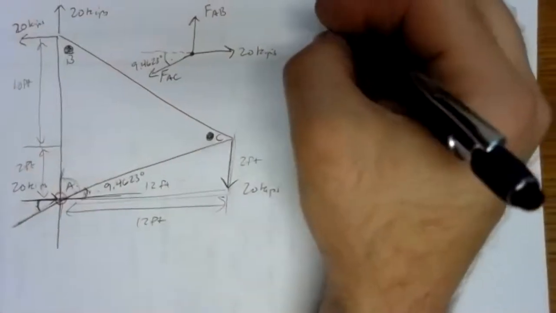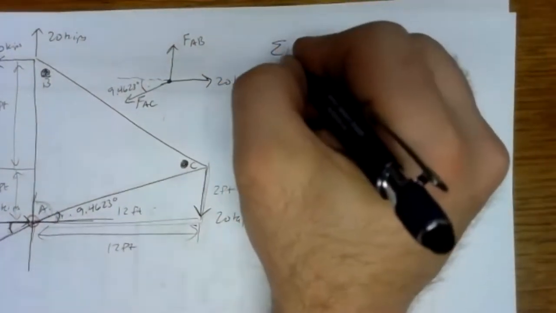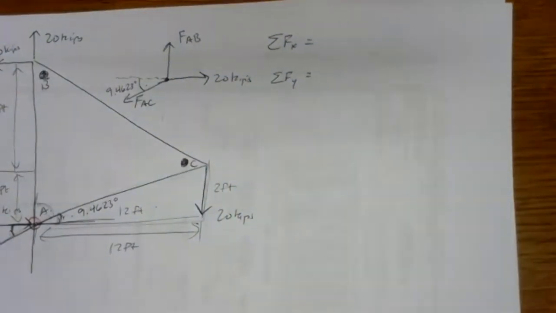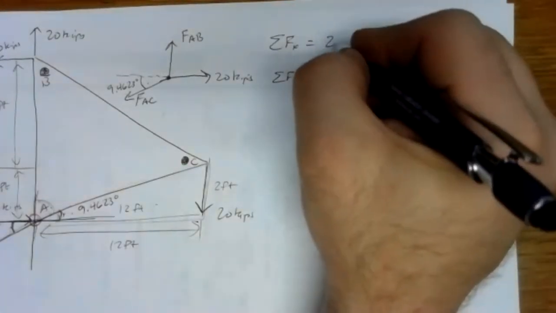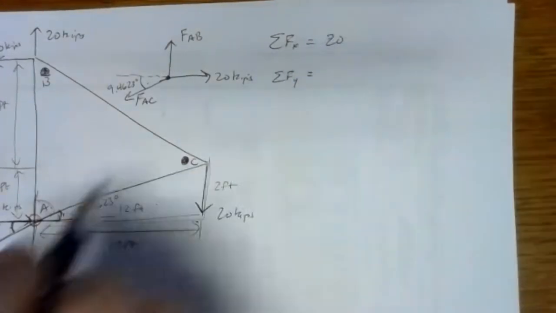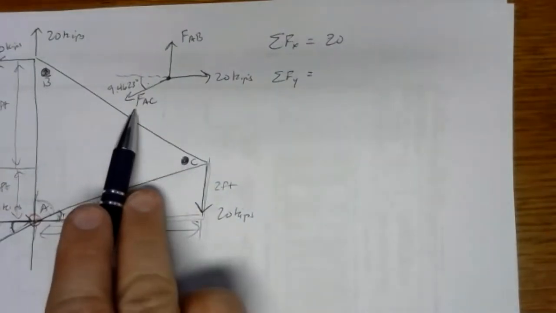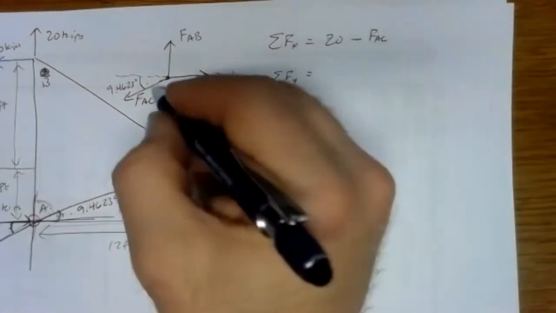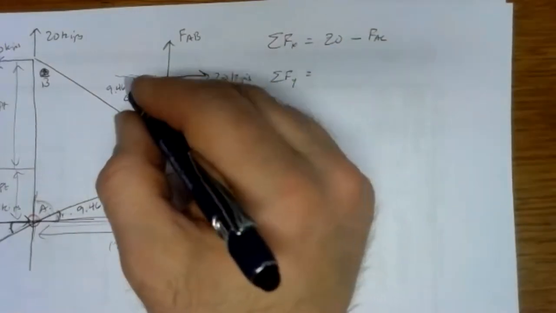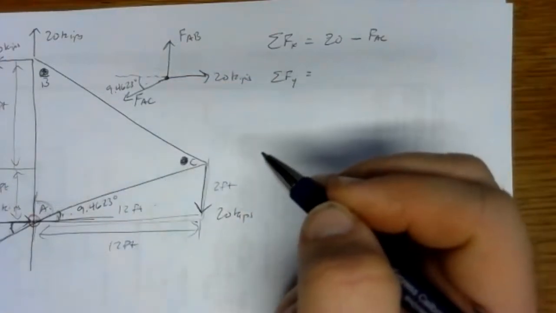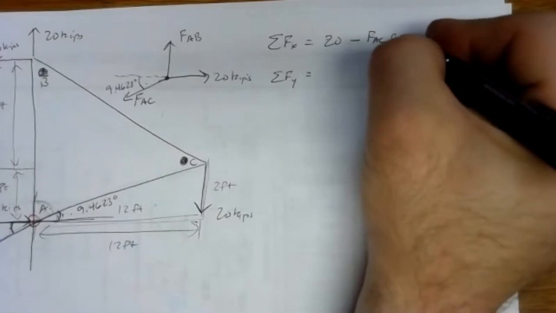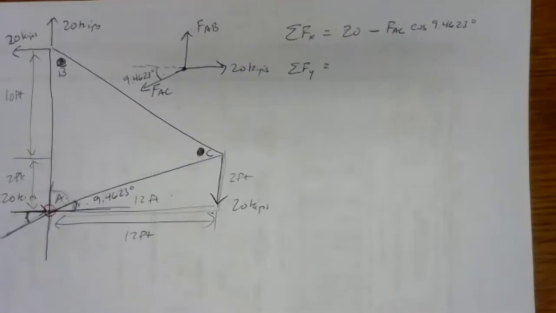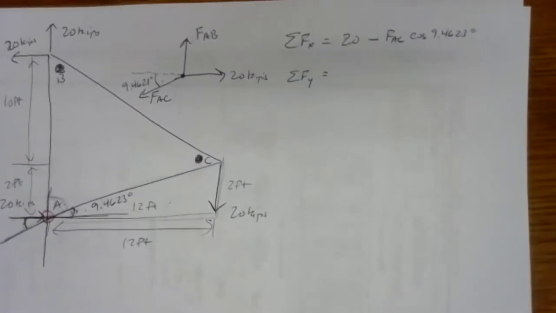Once you've got that angle, you can go ahead and do your sums. So we've got our sum of forces in the x direction and our sum of forces in the y direction. In the x direction, we've got that 20 kips to the right, and we've got a piece of FAC to the left. So we've got minus FAC. We've got the adjacent piece to the left using that 9.4623 angle. So adjacent goes with cosine. So that's my x direction sum.